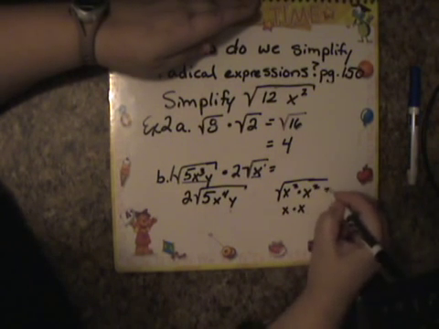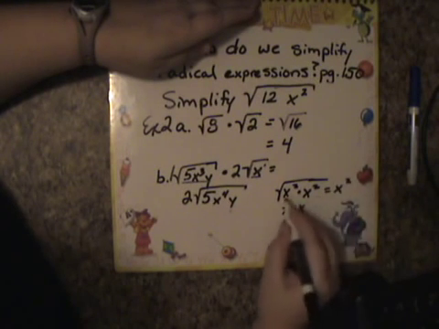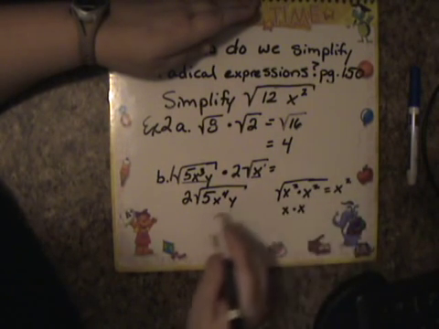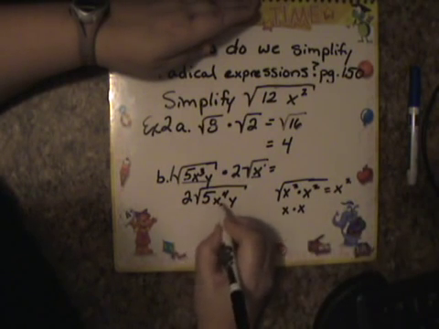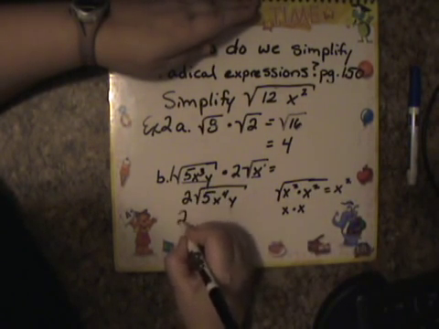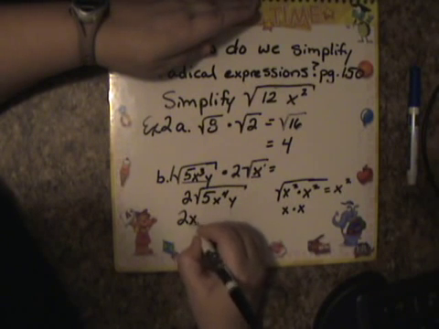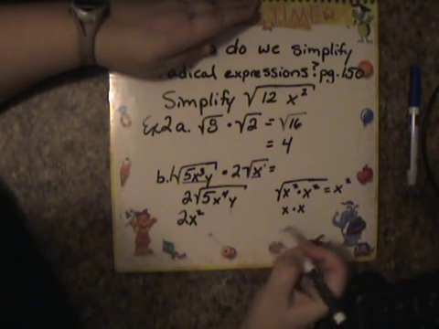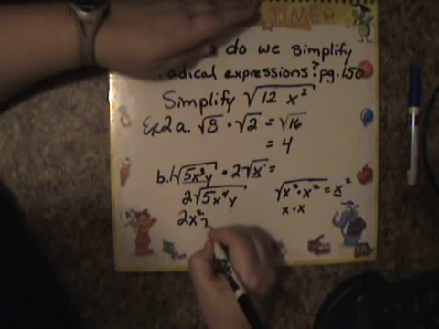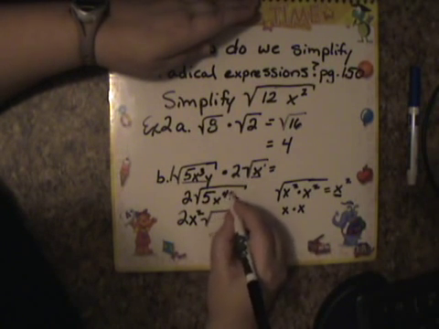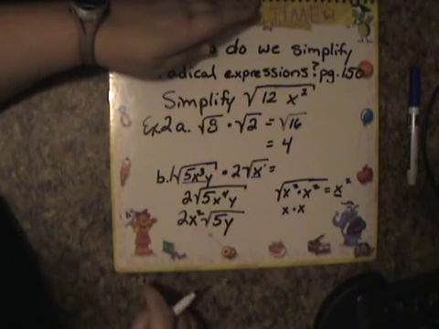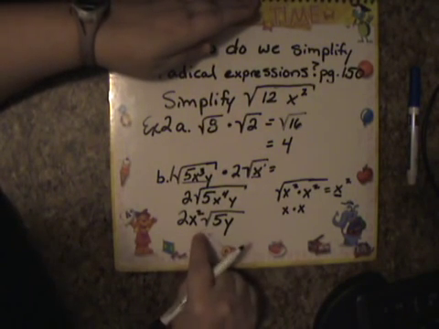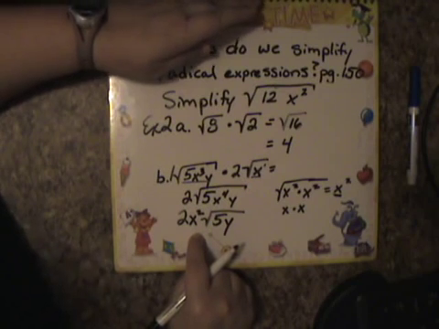So this actually becomes an x squared, because this would be x to the fourth. So the square root of x to the fourth is x squared. So I can actually pull that out. 2x squared, just like I had here. And then what's left, I took the radical of this, is a 5 and a y. And that is the correct answer for B.